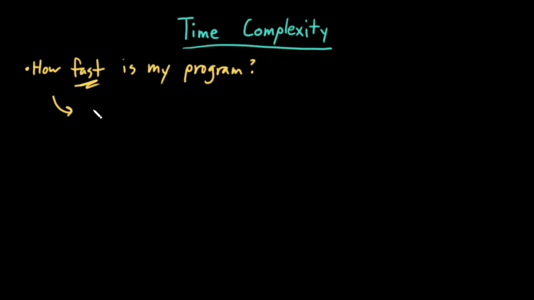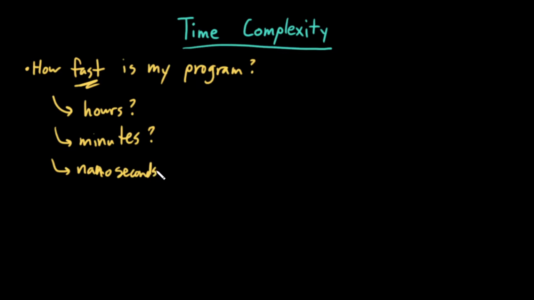Well, we can think of measuring maybe how many hours does it take to run? Maybe how many minutes does it take to run? Maybe nanoseconds, some unit of time. These are all metrics of human time. And what's nice about these is that they give us some notion of how long the program takes for my user, for someone that's actually running the program.